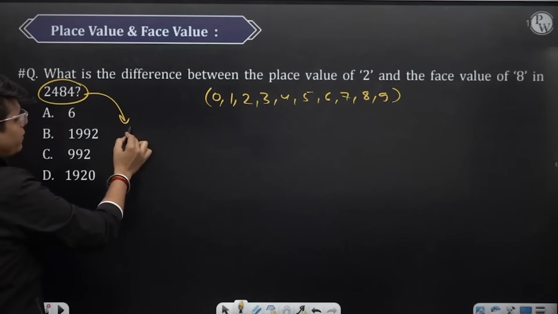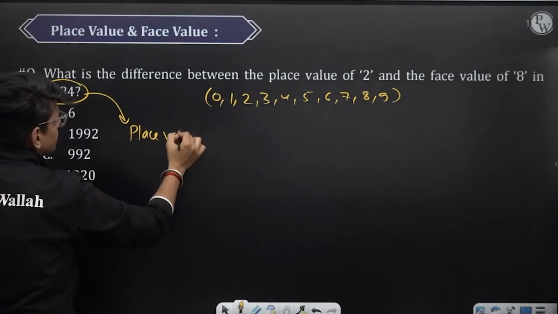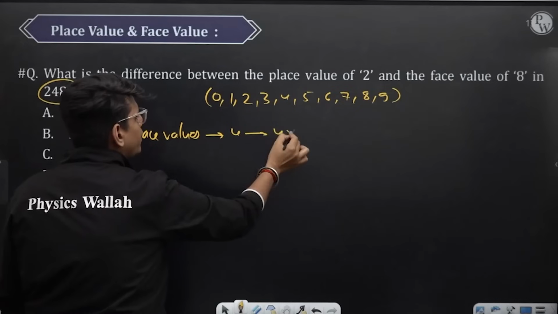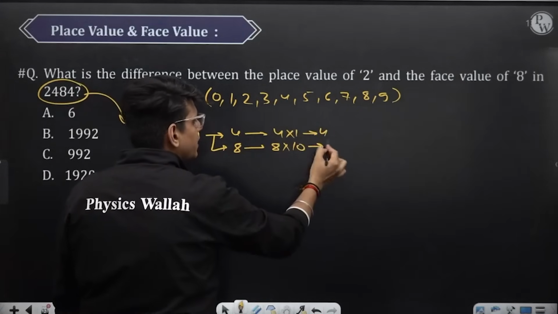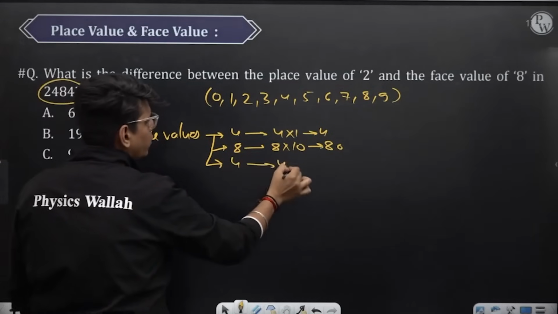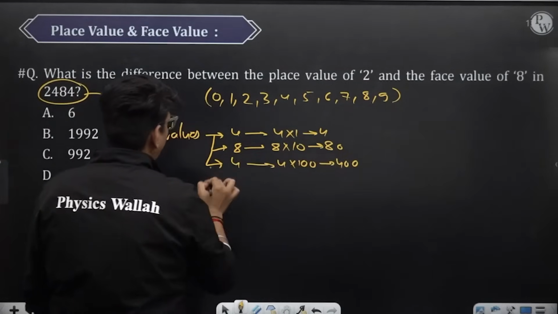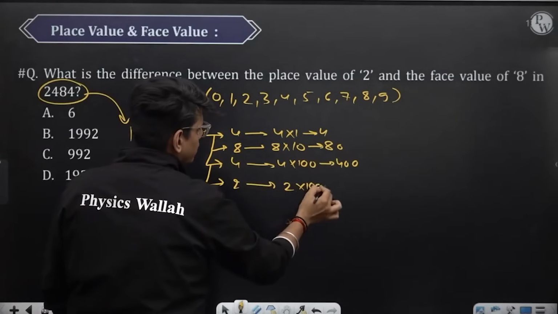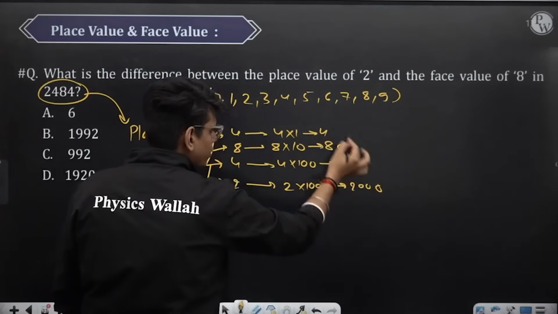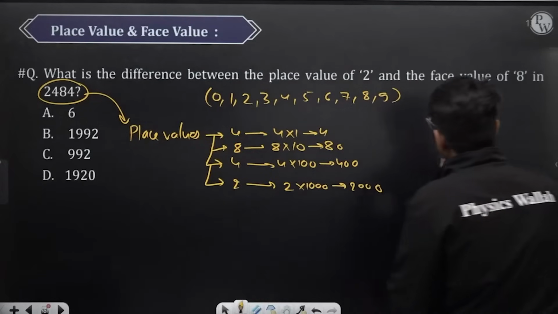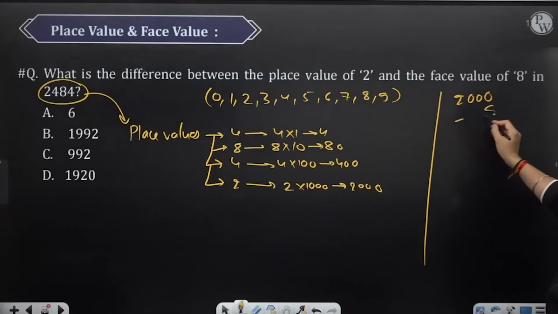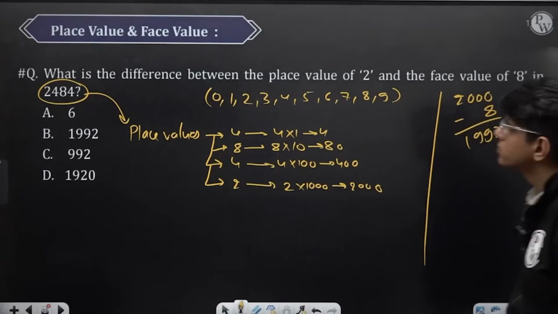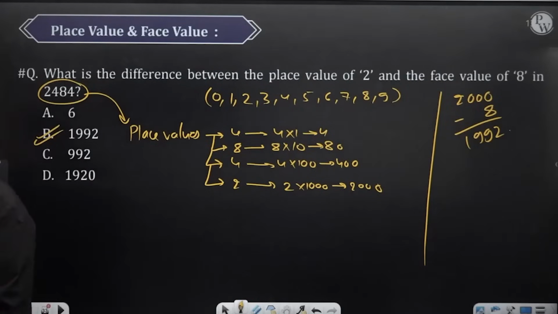So here the place value of 4 is equal to 4 into 1, which is 4. Of 8 equals 8 into 10, because it is at the 10's place. So 80. Next 4, 4 into 100. This is 400. And of 2, 2 into 1000. This is 2000. If you add these all, you will get the same number. So now what is asked is the difference between the place value of 2, 2000, and the face value of 8. Face value of 8 is 8 only. So this is 1992. Okay, so the answer is option B, 1992. Right? Let's see the next thing.